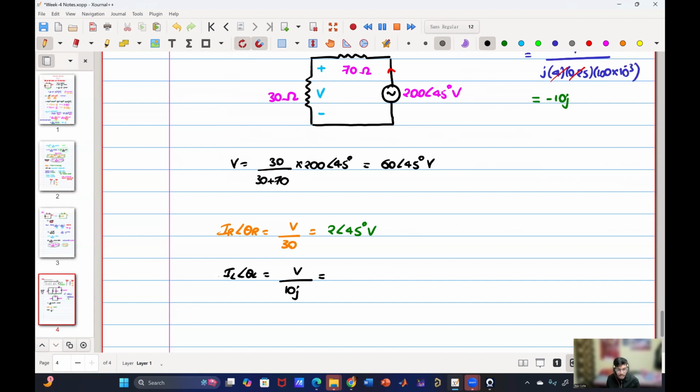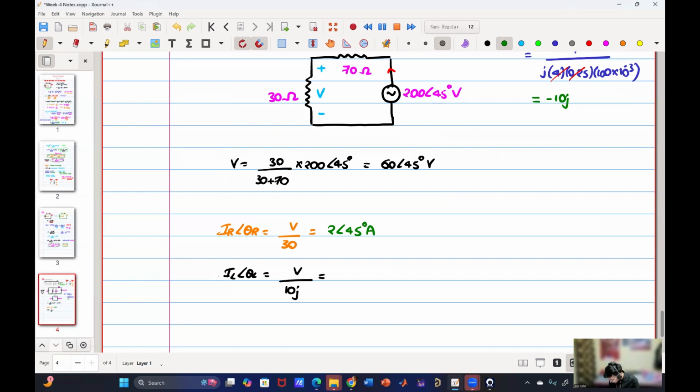Unit is ampere, not ohm. Oh, sorry. Yes, very good, thanks for correcting. Yes, ampere. So 10J is nothing but 10 angle 90 degrees, right?